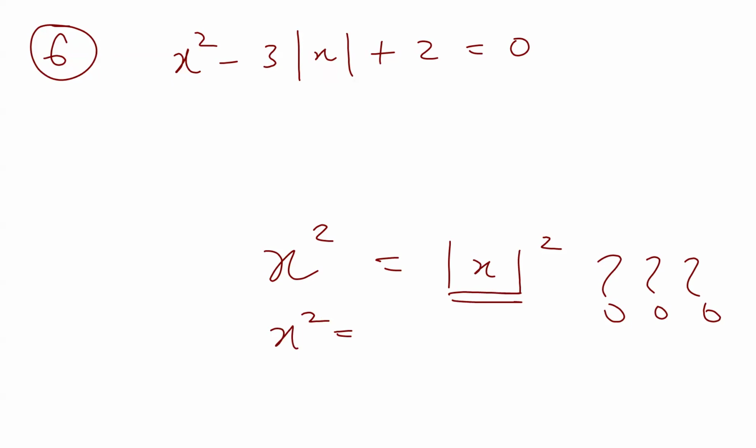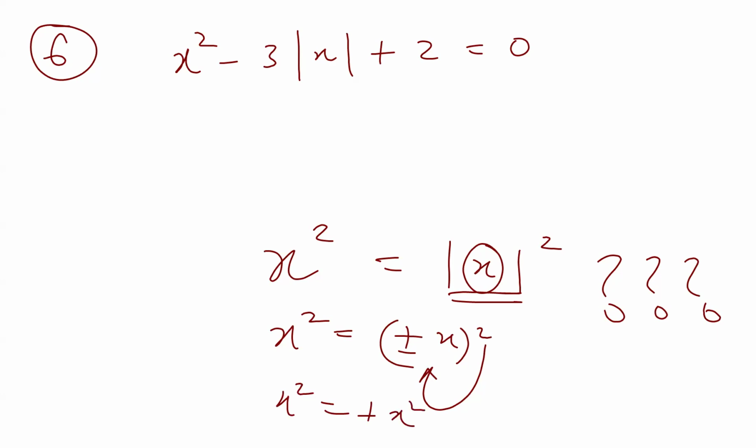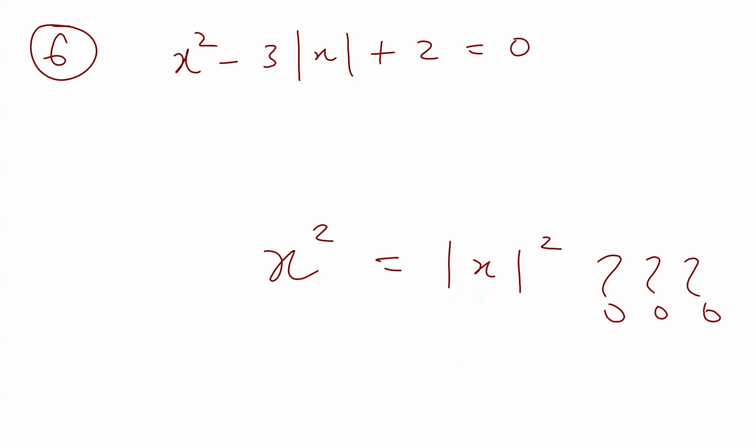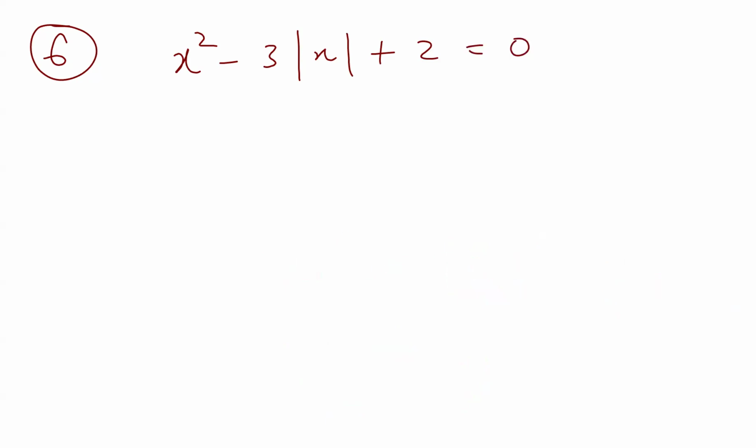Because modulus of x, inside value can be positive or negative. Within the modulus, any value can be positive or negative. So the square of it will always be positive only, no? So there won't be any negative sign. So my first step in this problem will be to write x square as modulus of x the whole square. Now this is quadratic in modulus of x. It's not quadratic in x. It is quadratic in modulus of x.